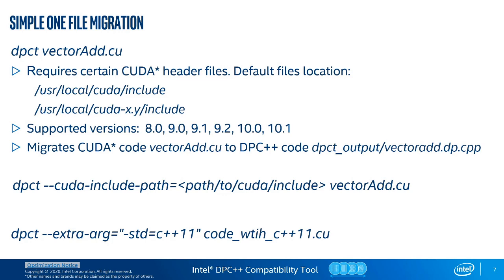Currently, the tool supports the migration of programs implemented with CUDA versions listed on the slide. The list of supported languages and versions may be extended in the future. As I mentioned earlier, sometimes you need to change parser options, for example, to set a default C++ standard. You can do it via the extra arg option. For instance, invoke the following command to migrate a single source file with C++11 features.